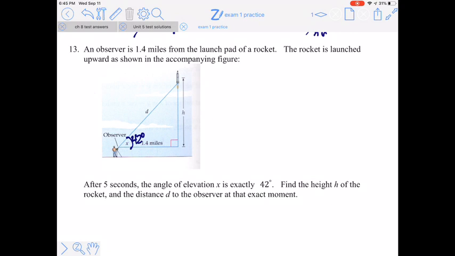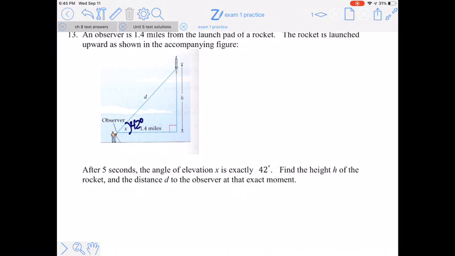So if we were able to stop time and the rocket froze there at 42 degrees, how high is it? And then what's the distance from the observer to that rocket at that moment? So we have this measurement given to us. We're trying to find, let's do one at a time. Let's find h first. Do we do the sine or no?